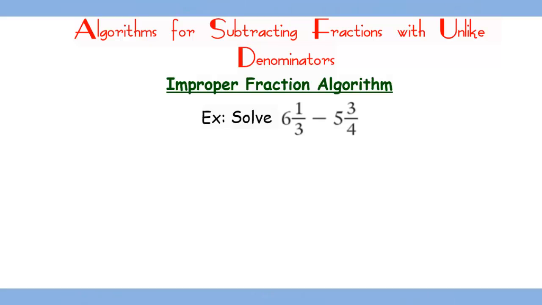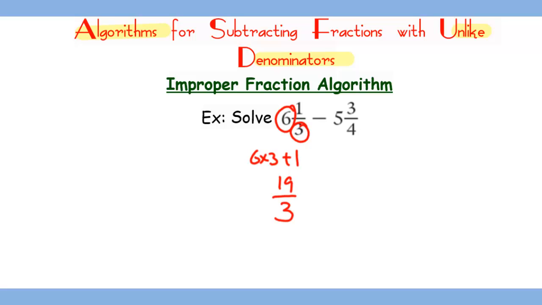Hi everyone, this lesson goes over algorithms that can be used to subtract fractions with unlike denominators. So the first way is called the improper fraction algorithm. As you can tell from the title, we will first have to turn all the fractions or mixed numbers into an improper fraction. For 6 1/3, we will multiply the whole number with the denominator and add it back to the numerator. And that gives us 19/3.